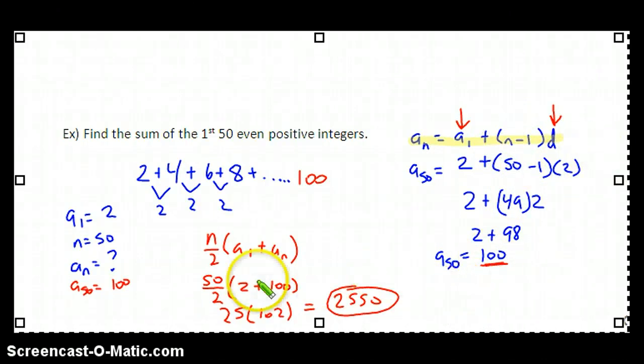Then the second formula we used was the summation formula. And again, the only reason I'm able to use this formula here on this problem and the previous problem is because I had a finite sequence. It started at 2, it ended at 100. And so the shortcut, instead of me having to type in the calculator 2 plus 4 plus 6 plus 8 all the way to 100, is to use this formula.